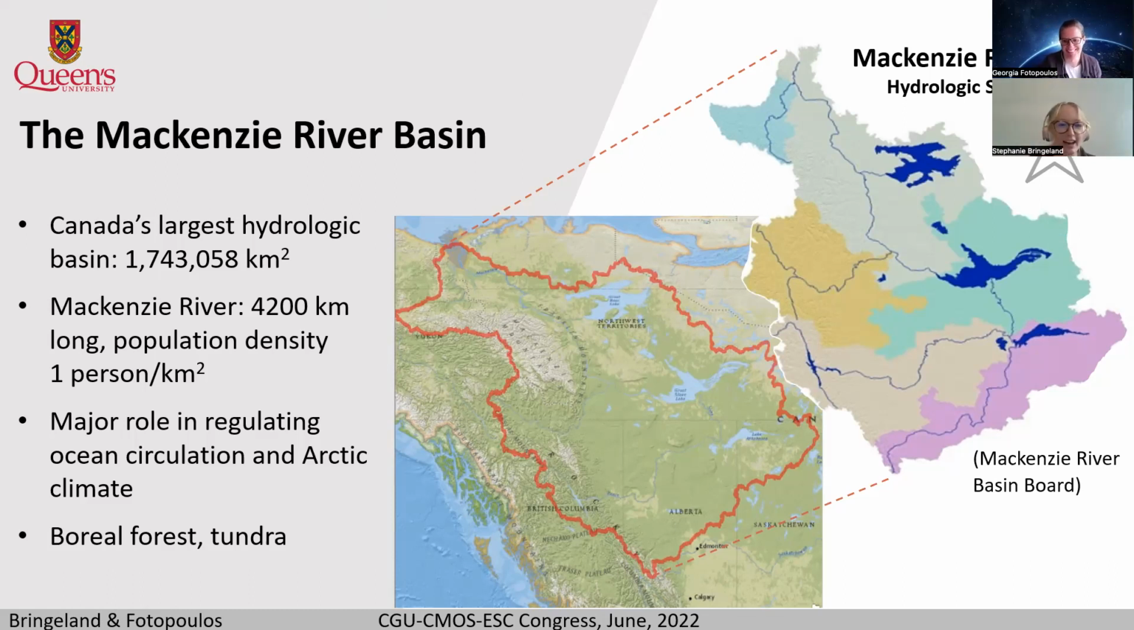Wonderful. Thank you. Yes, so the Mackenzie River Basin is Canada's largest. It covers three provinces, BC, Alberta, and Saskatchewan, as well as two territories, the Northwest Territories and the Yukon. It's not a highly populated basin, but it has rich ecosystems, and many Indigenous communities have lived in this basin for thousands of years. It's mainly boreal forest and tundra, and it is the leading source of outflow into the Arctic Ocean, which means it plays a major role in regulating ocean circulation and the Arctic climate.